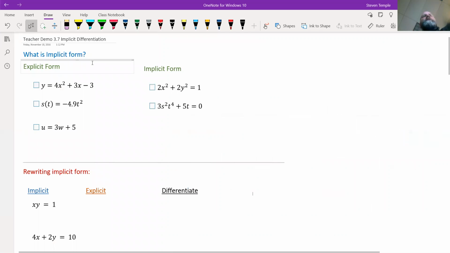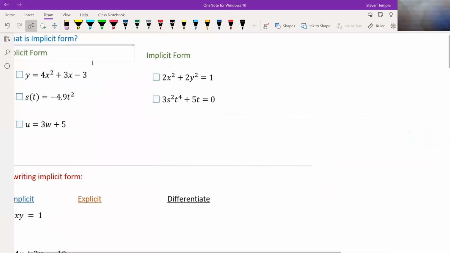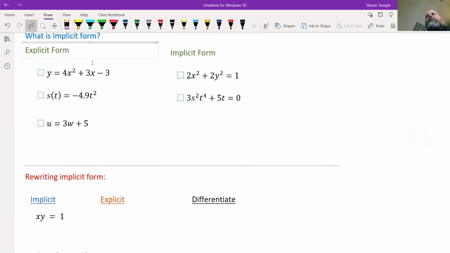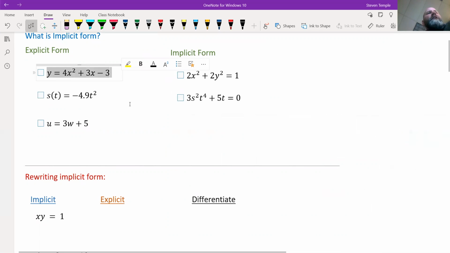And let's go ahead and begin the implicit differentiation. What is implicit form versus explicit form? If we take a look at our two columns here, this is explicit, y equals 4x squared plus 3x minus 3. This is implicit, 2x squared plus 2y squared equals 1. This is explicit, this is implicit. And the last one here, u equals 3w plus 5, that's written explicitly.